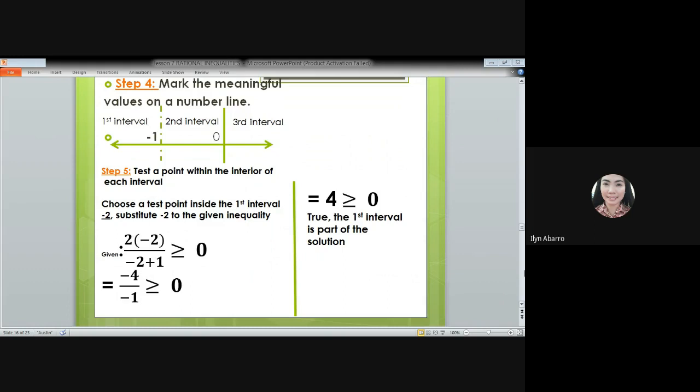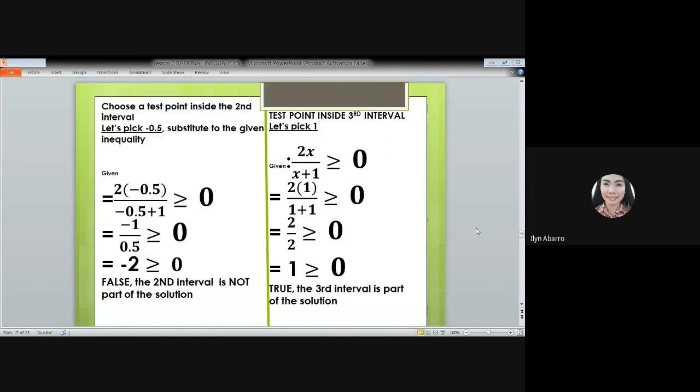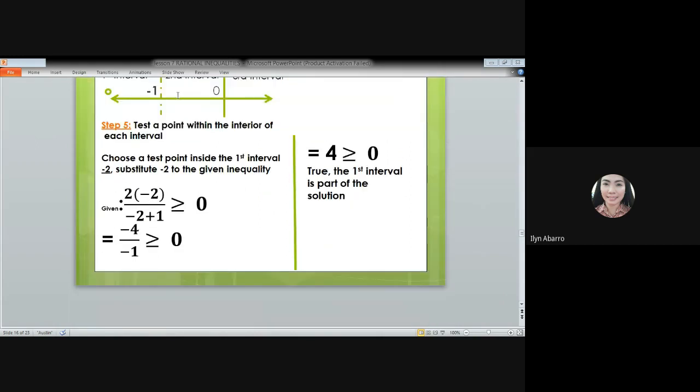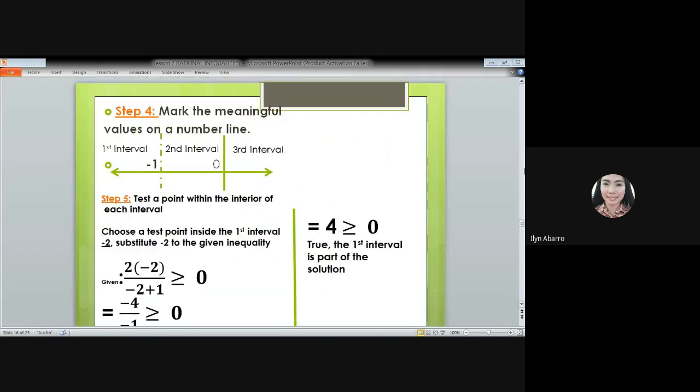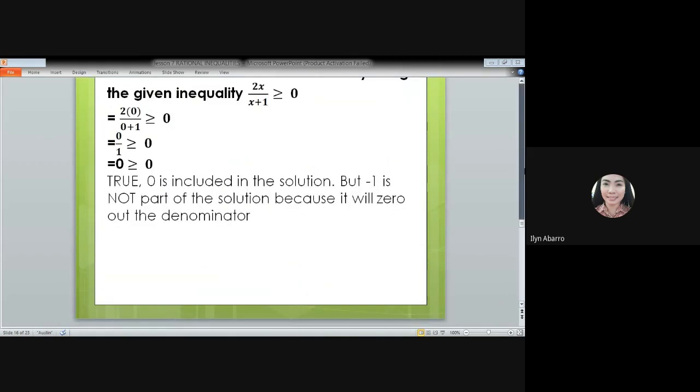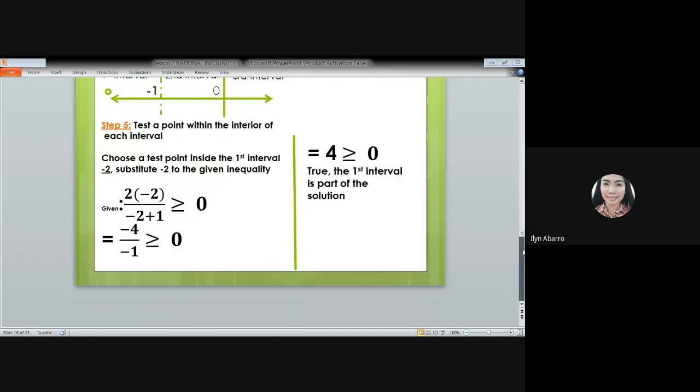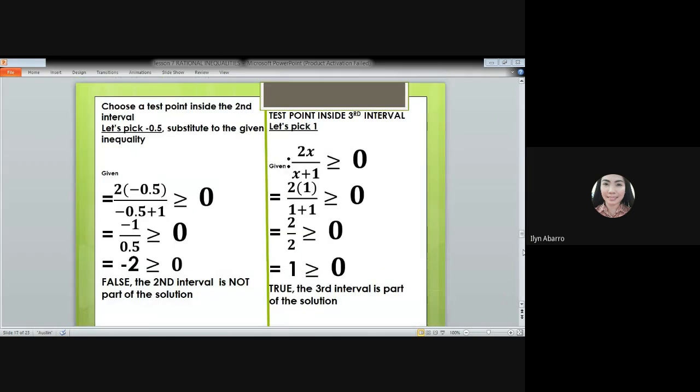Okay. Let us test the second interval. So, the middle one here, our second interval, we can choose a number. So, let's choose 0.5. Negative. It should be negative 0.5. Okay, let's pick negative 0.5.